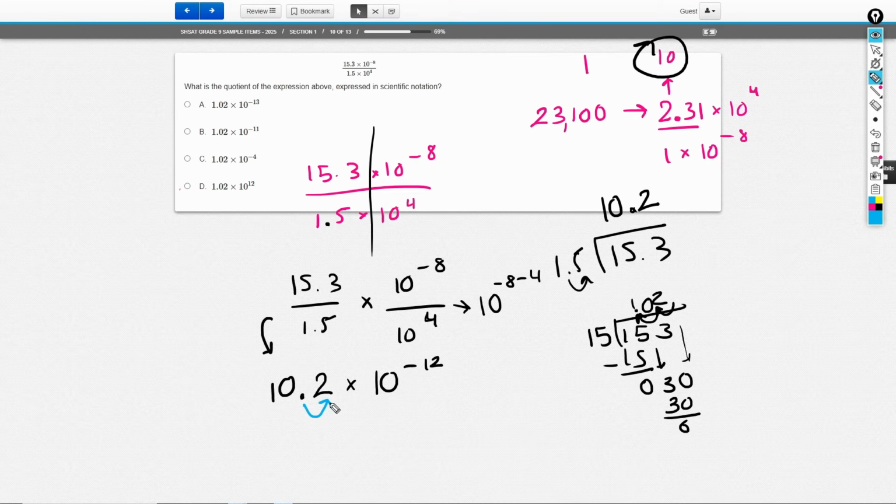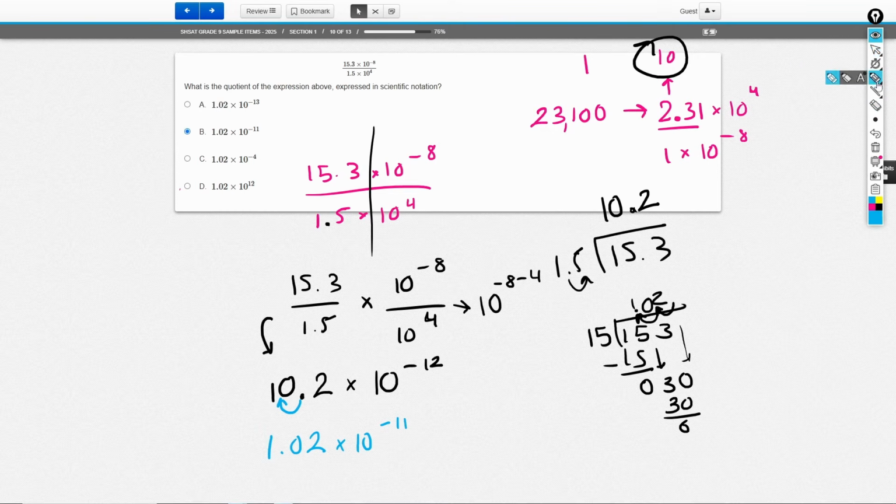But if I move the decimal point back, I get 102, which is even bigger than 10. So I'm going to have to move the decimal point in the opposite direction. I'm going to have to move it in this direction, okay? So essentially now I'm left with 1.02, and because I moved the decimal point in the right direction, I'm going to have to make this smaller and make this 10 to the power of negative 11, which is going to be choice B, right?